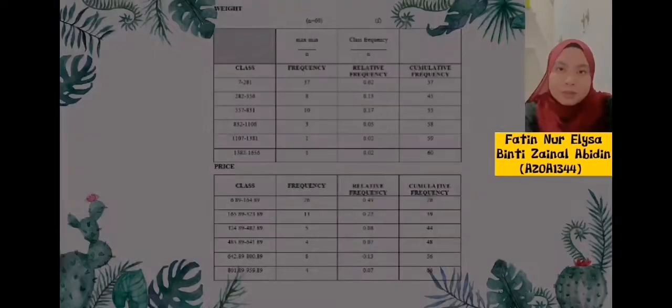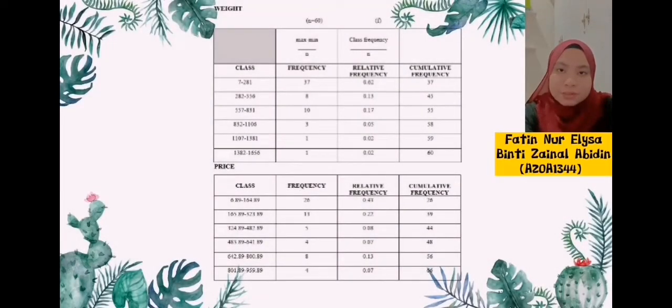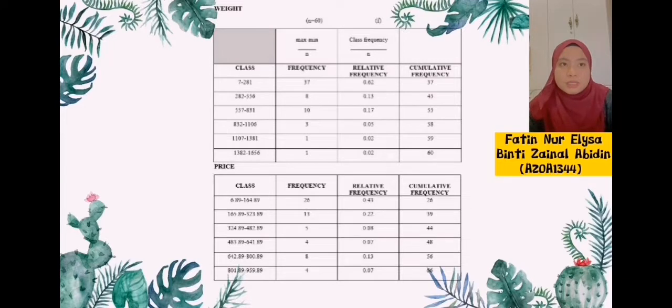For this assignment, our group has chosen two variables from the data selected that has been given, which are weight and price. As you can see in the column that has been shown.